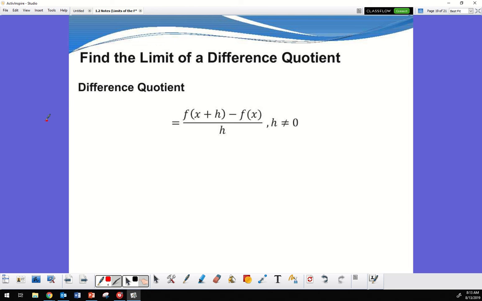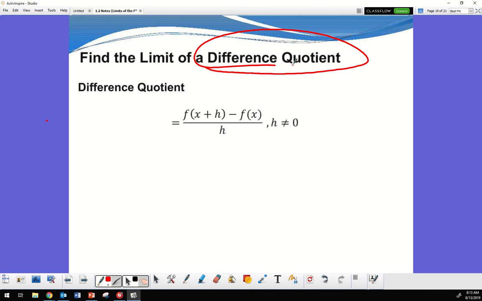So find the limit of a difference quotient. This thing right here is key to calculus. Super, super important. It is the key to calculus. So this is finding a limit, and we're going to use this process to be able to find this.